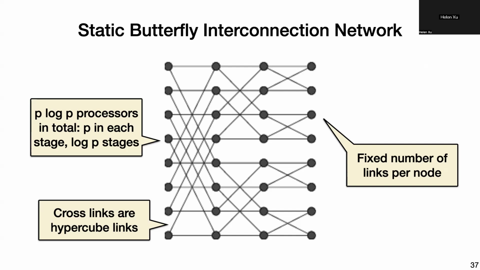And this is also good because it has a fixed number of links per node: the number of neighbors at each round is 2. So you just need 2 ports. It doesn't grow with p anymore.